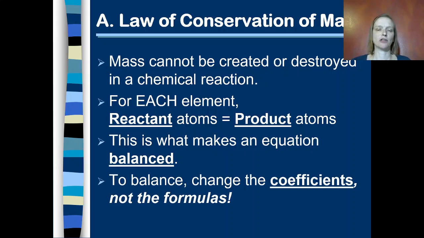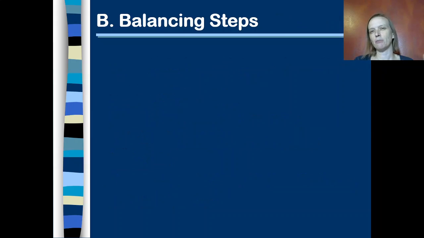When you're balancing equations, it's important to change the coefficients. You do not change the formulas. We spent a long time making sure that we wrote the correct formula for a substance. You don't change the formula when you're balancing. You only change that coefficient, that number out front.